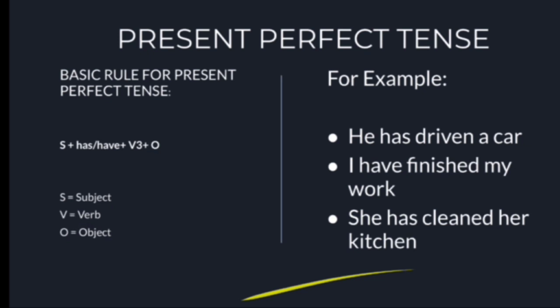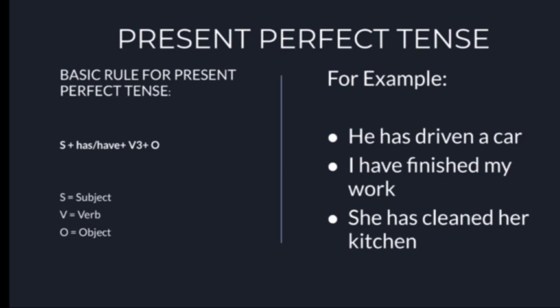So for this we have rules: subject plus is/am/are plus verb's first form, and then ing, then object. Subject, verb, object. For example, he is driving a car, she is not singing a good song, we are eating seafood.